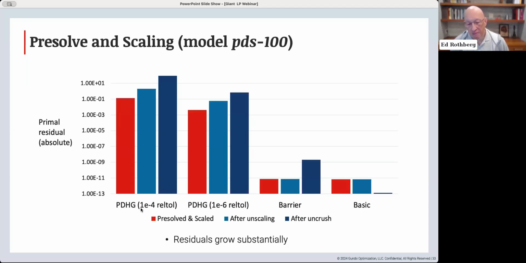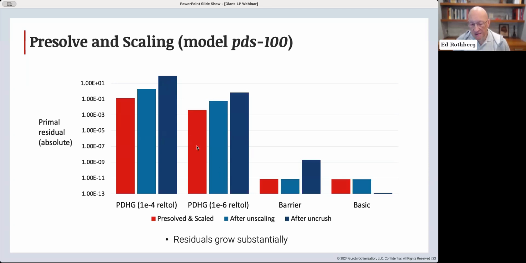And so here we have PDHG with a 10 to the minus 4 relative tolerance. So we've gotten a solution that satisfied that. The red bar here shows what happens if you just change the criteria from a relative tolerance to an absolute tolerance. So in absolute terms, for this model, the violation is 10 to the minus 1. The first blue bar is after unscaling. What happens to the residual after unscaling? It increases by a factor of 10, so 10 to the 0. And then after uncrush, the error is larger than 10.0. So we've taken a 10 to the minus 4 relative tolerance, and it's turned into a 10.0 violation of some constraint on the original model.